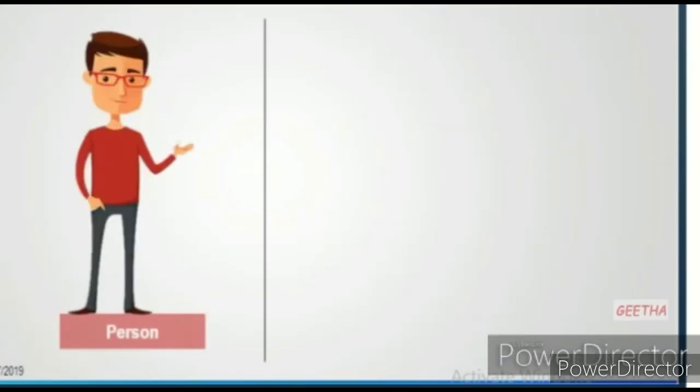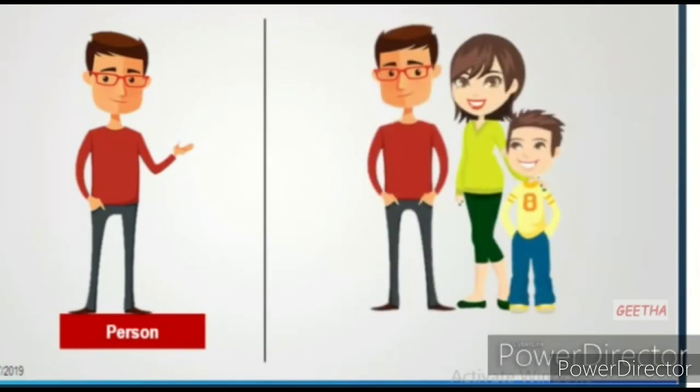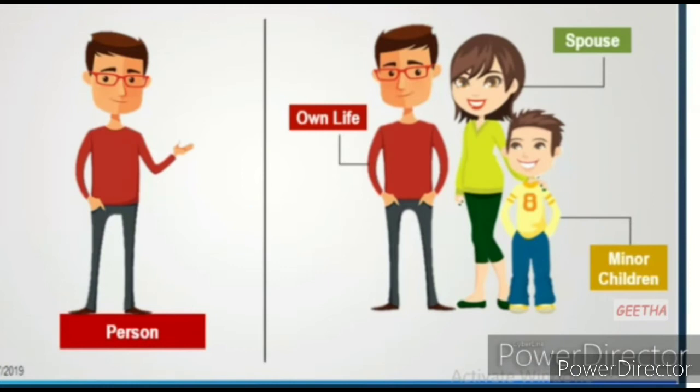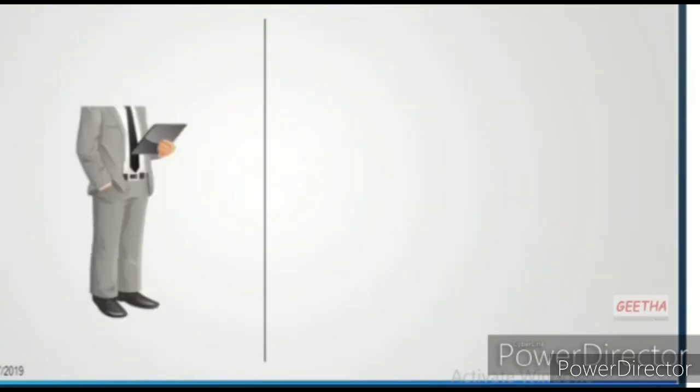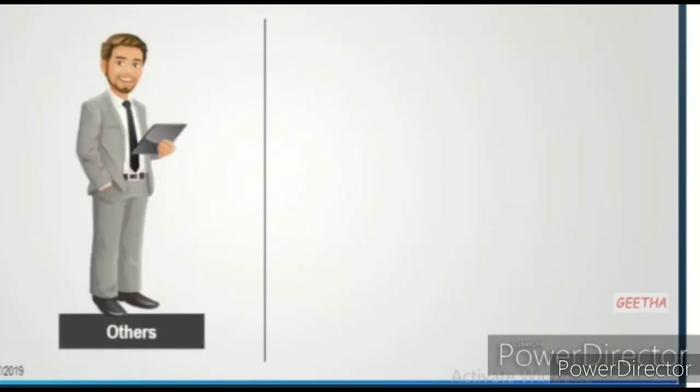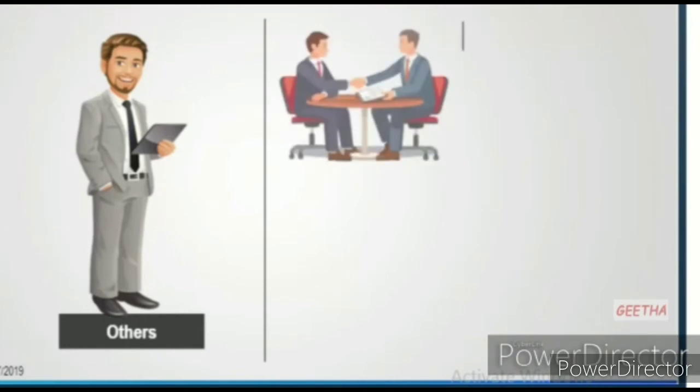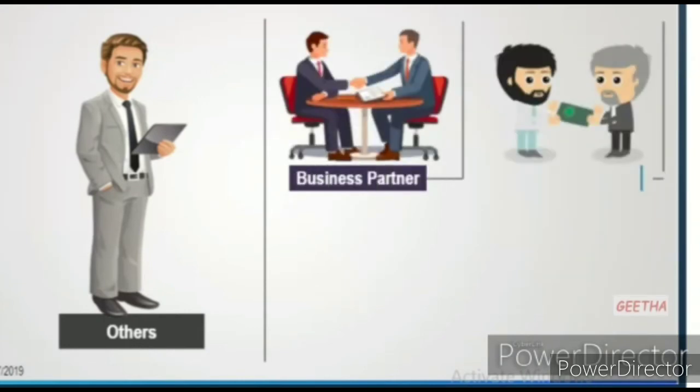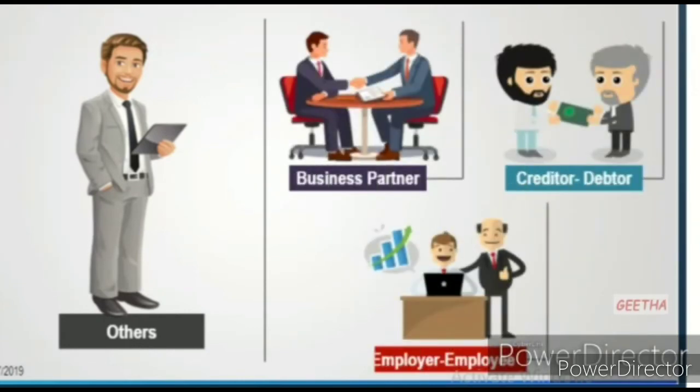A person has insurable interest in his own life, spouse, and minor children. Insurable interest also exists in other cases, like business partners, creditors and debtors, employer and employee, who have insurable interest in one another.